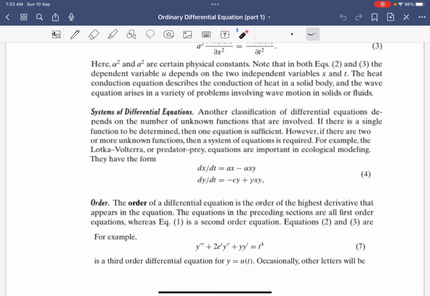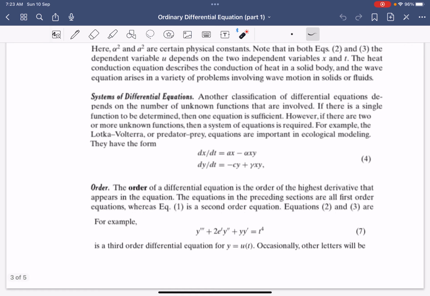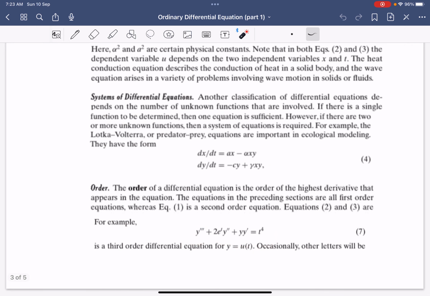And the order of a differential equation is just the highest derivative appearing. So if you just take this example, this is a third derivative plus 2e^t times the second derivative plus y times the first derivative equals t^4. So the highest derivative here is the third derivative, so we say it is a third order differential equation.